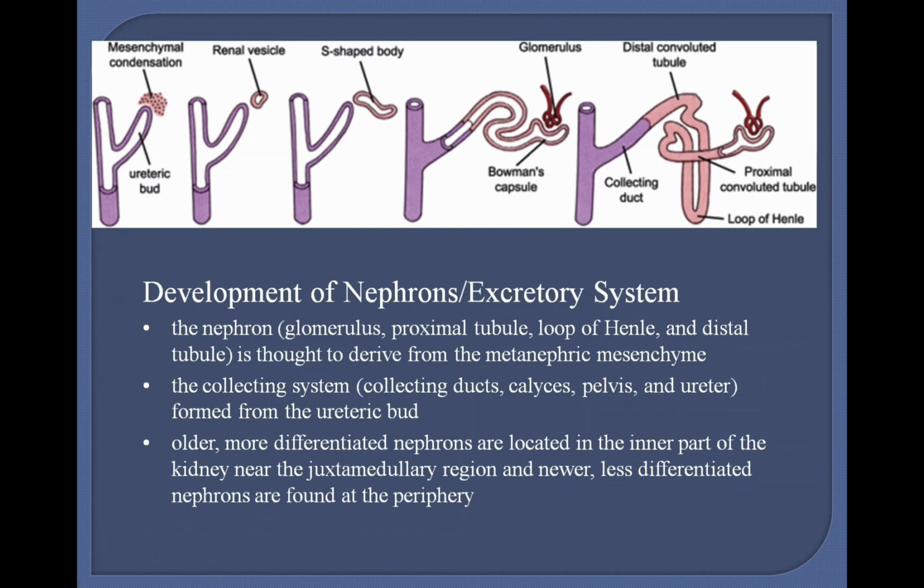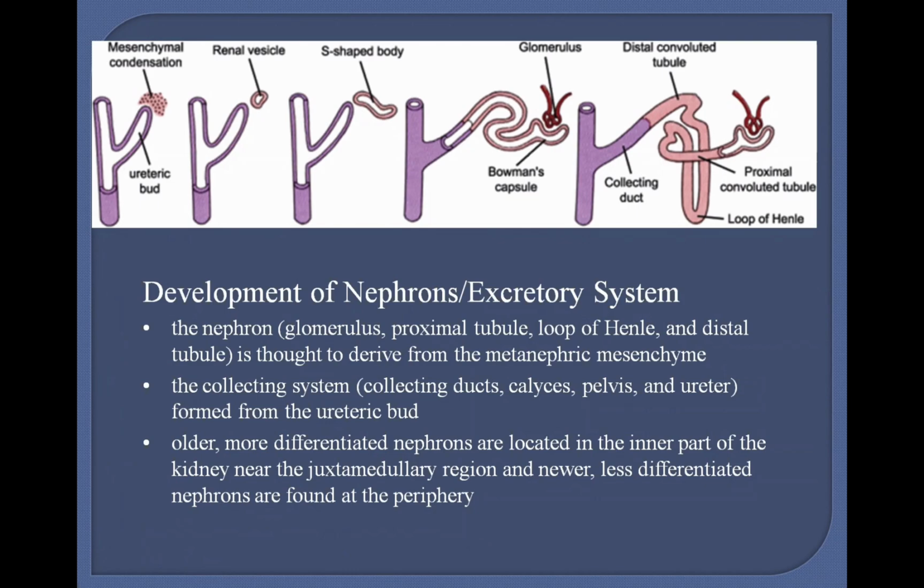Gradually this renal vesicle, as shown in the picture, will alter in its shape. First it becomes a comma shape, then it becomes an S shape. Gradually it elongates, and one end of the tubule gets attached to the ureteric bud, and the distal end will form capping and accordingly go on to form the Bowman's capsule. Among the nephron, the glomerulus, proximal tubule, loop of Henle and distal tubule are thought to derive from the metanephric mesenchyme, while the collecting system, which constitutes the collecting ducts, calyces, pelvis, and ureter, is from the ureteric bud.